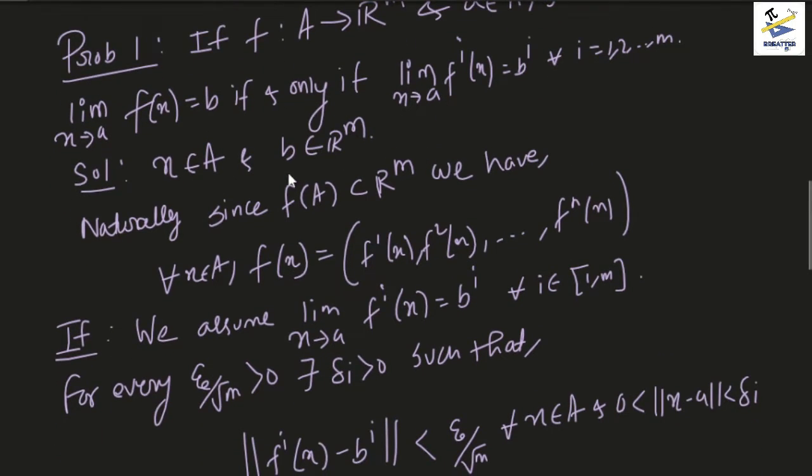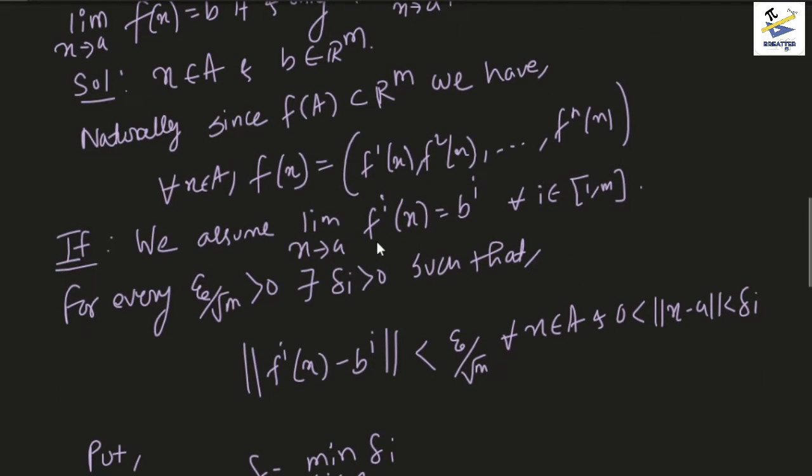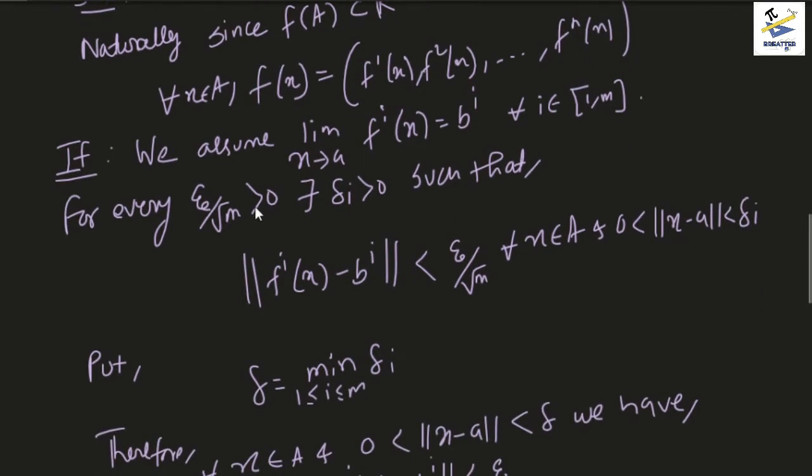Now, for x belongs to A and b belongs to R^m, if we already assume that the component functions are continuous, then for every epsilon by root m greater than 0 there exists some delta_i such that, because it is already given, we can conclude directly that the norm of f_i of x minus b_i is less than epsilon by root m. In this case, the norm is just the absolute value because these are single variable functions, and we assume 0 less than norm of x minus a less than delta_i.